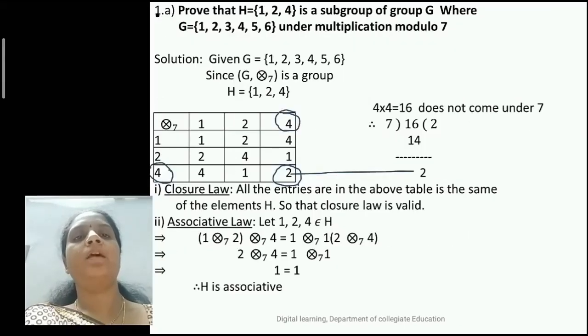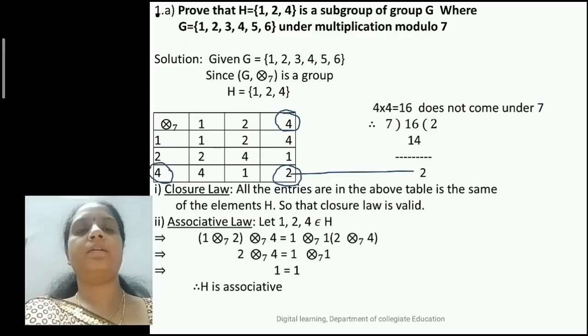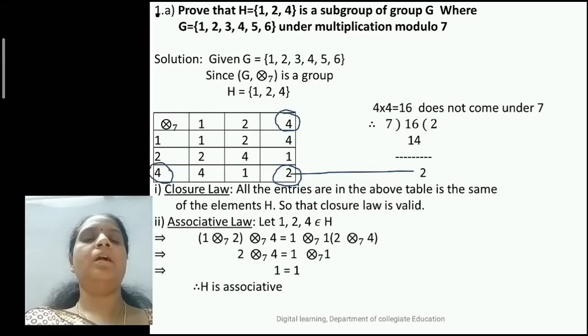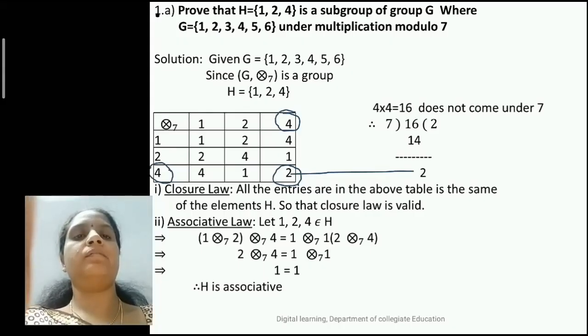Next problem is, prove that H equal to {1, 2, 4} is a subgroup of group G, where G is equal to {1, 2, 3, 4, 5, 6} under multiplication modulo 7. The group G has the elements 1, 2, 3, 4, 5, 6. The operation is multiplication modulo 7. The subgroup is {1, 2, 4}. Again the table is framed here, with rows 1, 2, 4 and columns 1, 2, 4. In this problem I have clearly explained how the elements in the table are obtained.